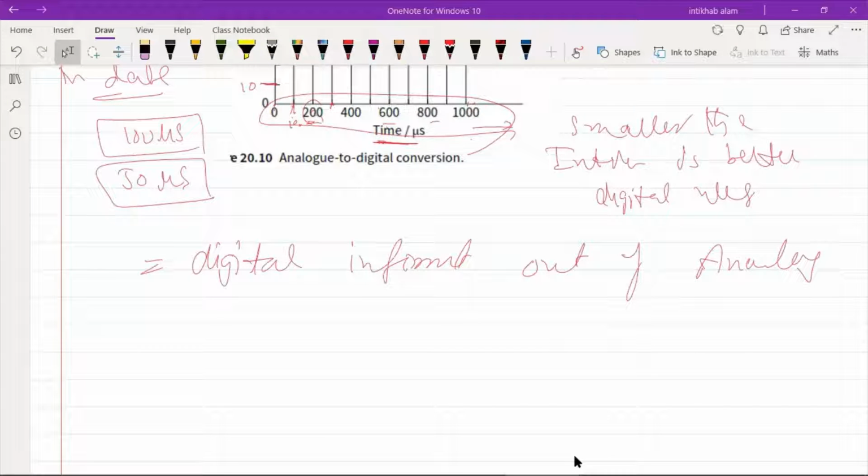Once the analog is converted to digital, our sampling is definitely an issue. If we sample at a little smaller time interval and more samples are taken, that automatically improves the accuracy of your digital. Then finally, we have to convert this digital into an analog signal.